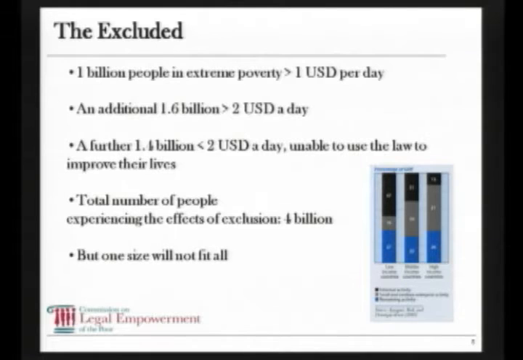In our report on the Commission on Legal Empowerment of the Poor, one of the staggering things we found was that 4 billion people on the planet are not able to use the law to protect their asset base or to create new economic opportunity. And that 4 billion includes the 1 billion of the poorest of the poor, the other 1.6, who live on more than $2 a day, and then another 1.4, which is above the $2, but they are not able to use the law efficiently. They are excluded. It's like hidden in plain sight.